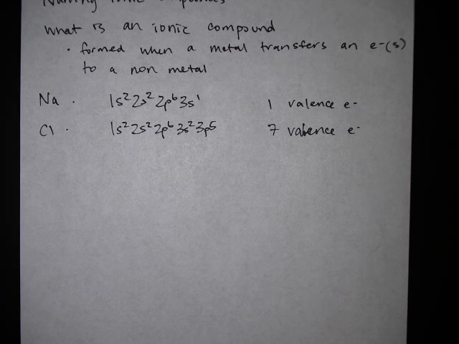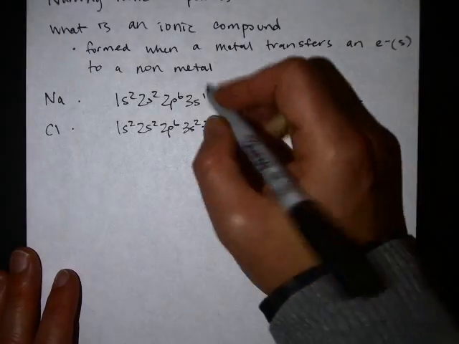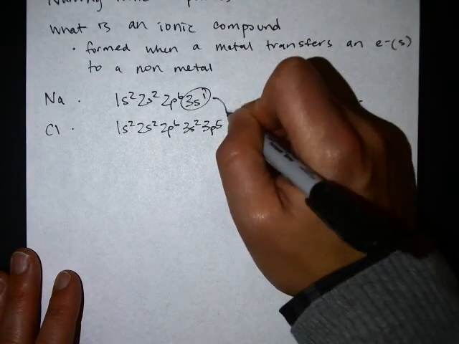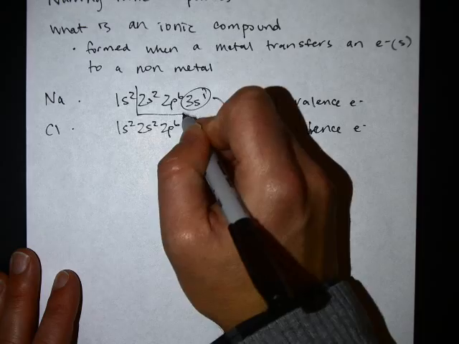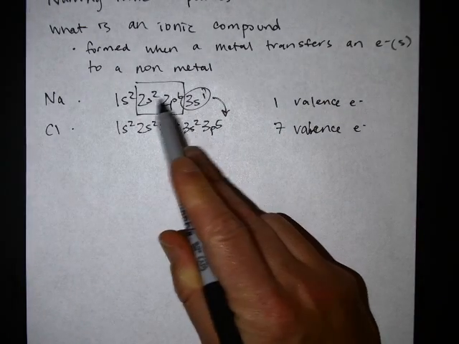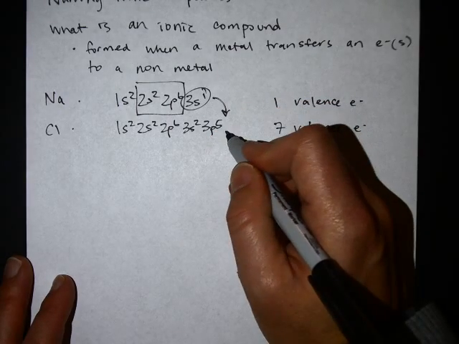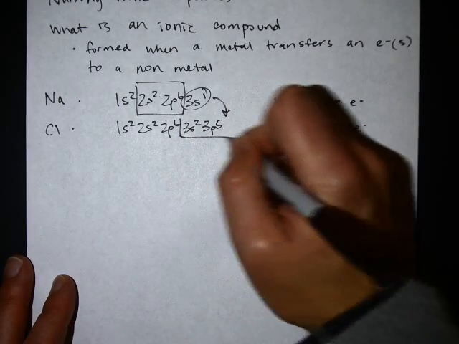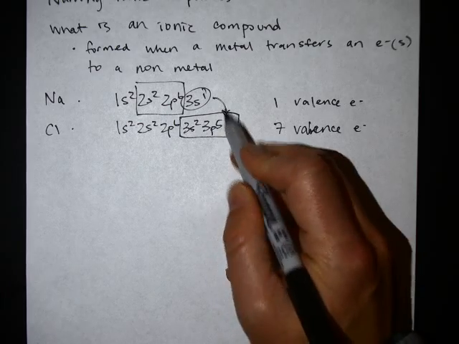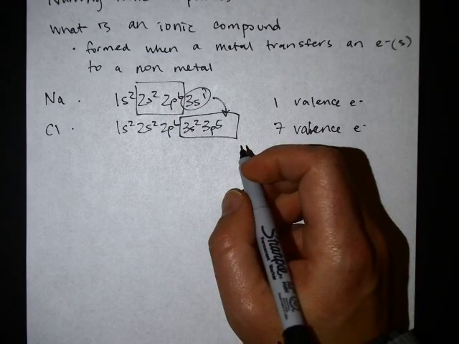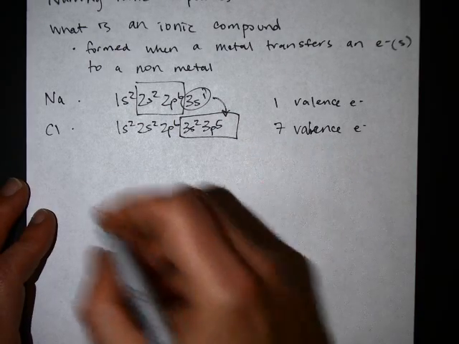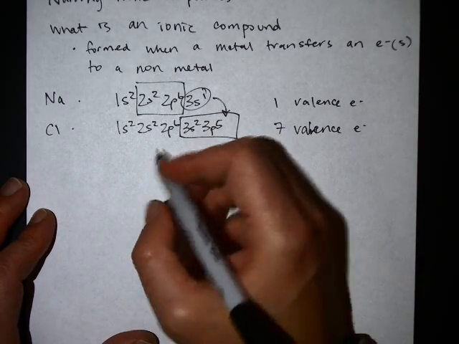So how does this work? How does a metal pair with a nonmetal to make an ionic compound? Well, what's the magic number for valence electrons? Everyone wants to have how many? 8, correct. And so if sodium loses this electron right here, it would be left with 2 plus 6, which is 8 valence electrons. And if this valence electron is given to chlorine, then it would have 2 plus 5 plus the one more it's getting, which would be 8. And that's how an ionic compound is formed.